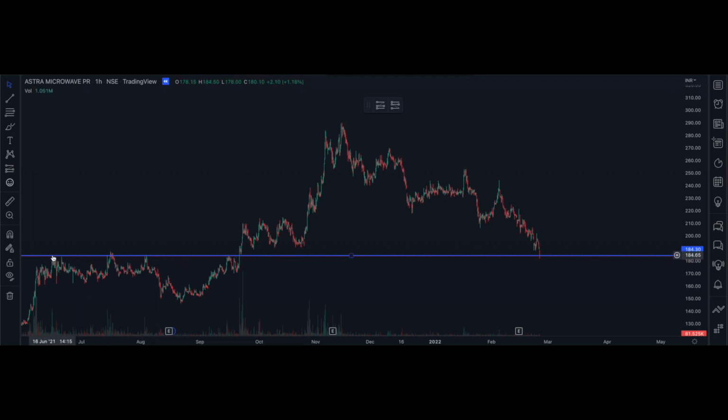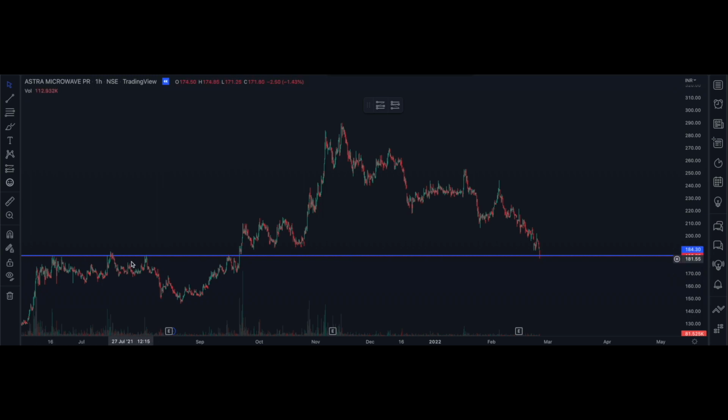The stock, after touching this 180 rupees, went down. Again, it went up, touched 180 rupees, and came down. The same thing happened 4 to 5 times. Finally, the stock broke this 180 level. Now, what was the sentiment of the market here? The market was thinking 180 rupees is overvalued for the stock.